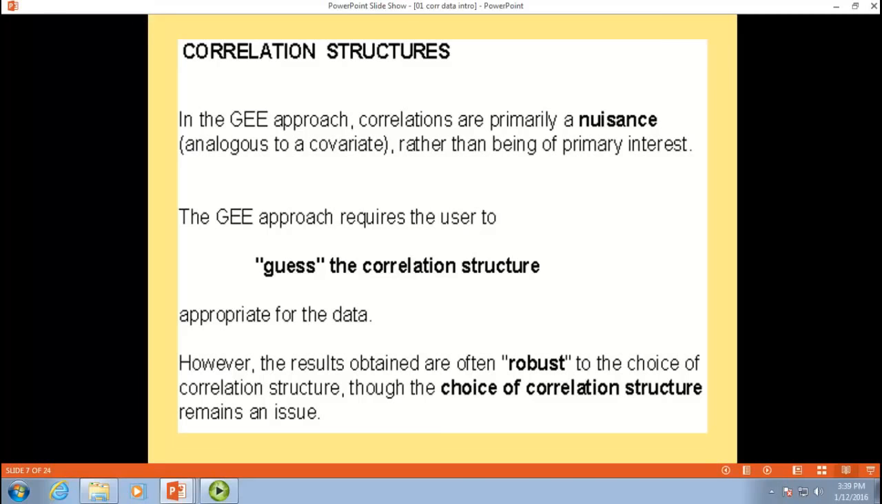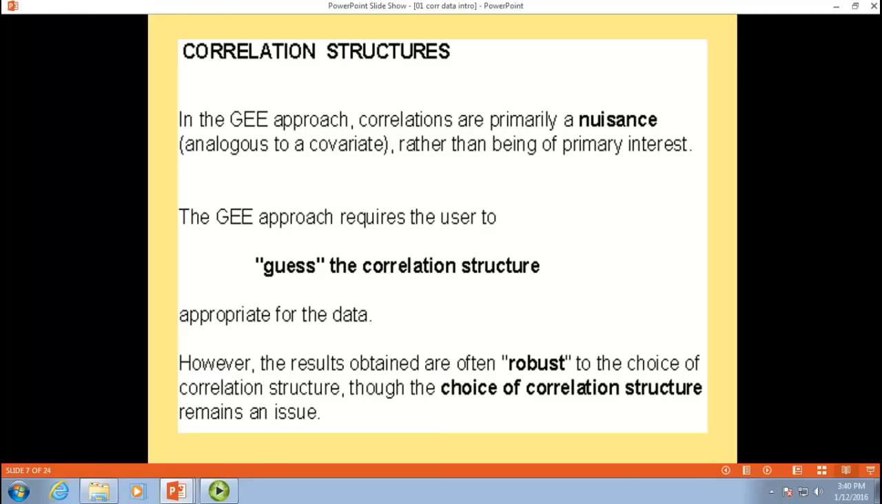Okay. Well, it turns out that, first of all, as I say at the top of the screen here, correlations are primarily considered a nuisance. A nuisance. What do I mean by that? Because they're almost like a covariate. You're not really interested in the correlations other than the fact that you want to account for them. You know, when you're dealing with a confounder, you want to account for it.